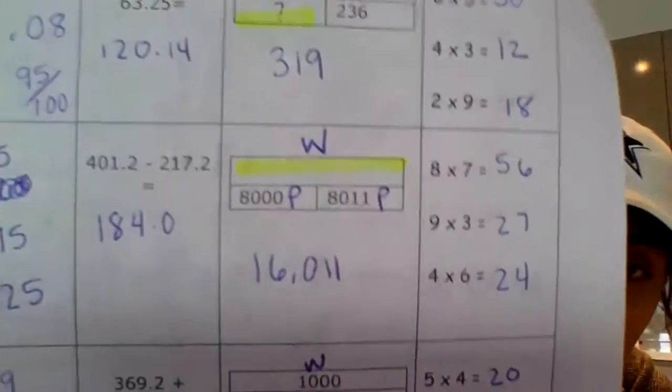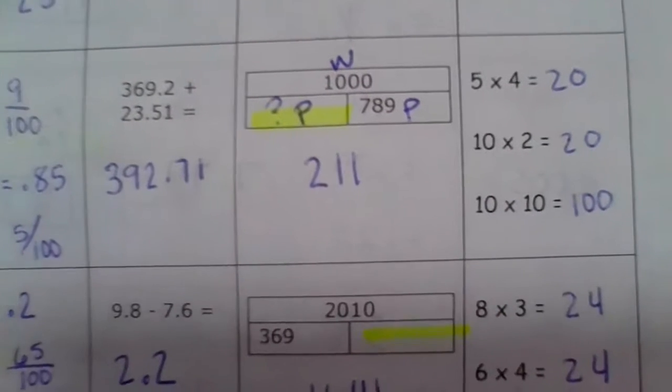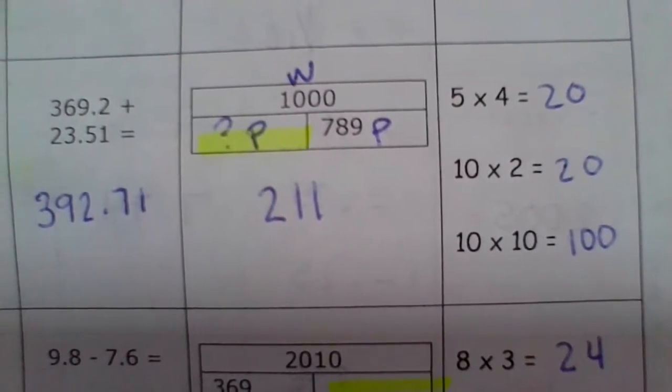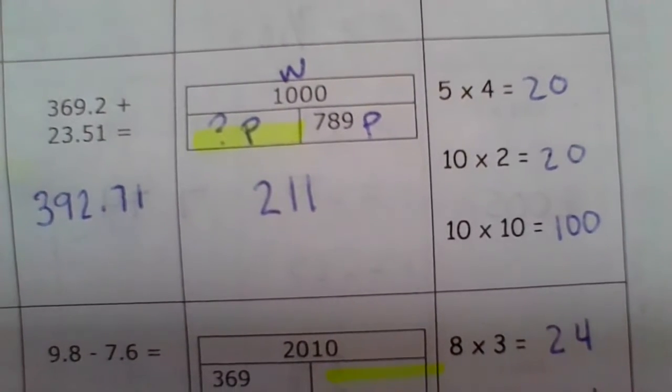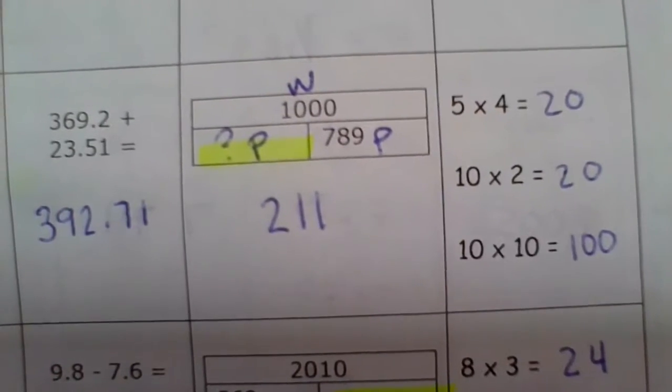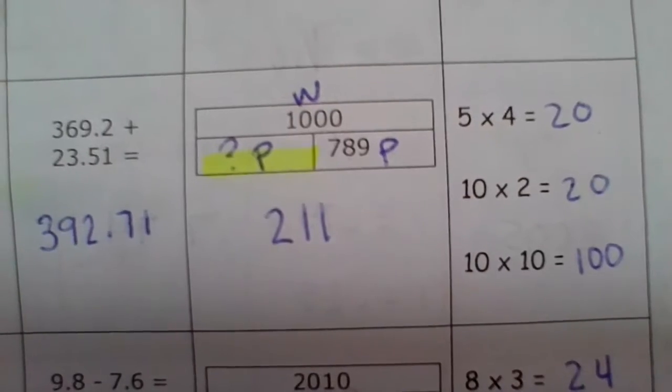And last but certainly not least, we have our multiplication facts for Wednesday. Right there. 5 times 4 equals 20. 10 times 2 equals 20. 10 times 10 equals 100.